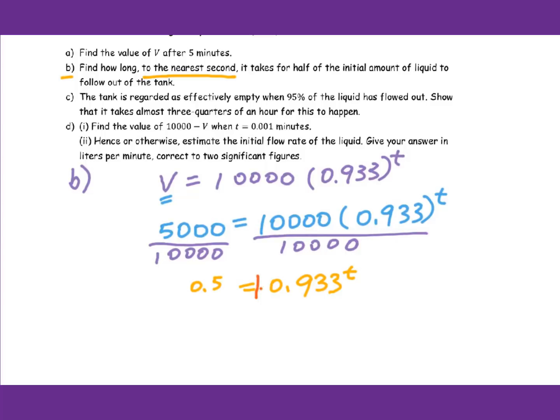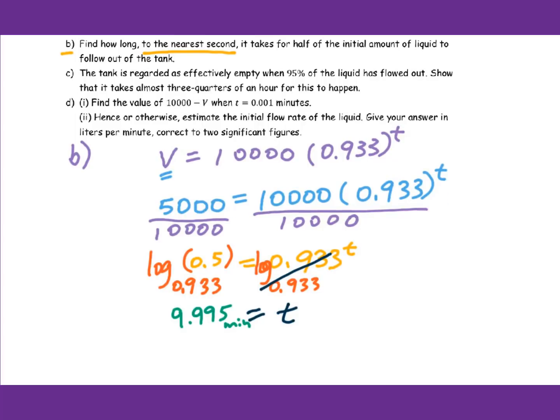Then we take the log on both sides. Base is 0.933. So we got t equals, put into calculator, you will get t will be 9.995 minutes, but we need to turn into seconds, so we multiply by 60. You will get t equals 600 seconds.